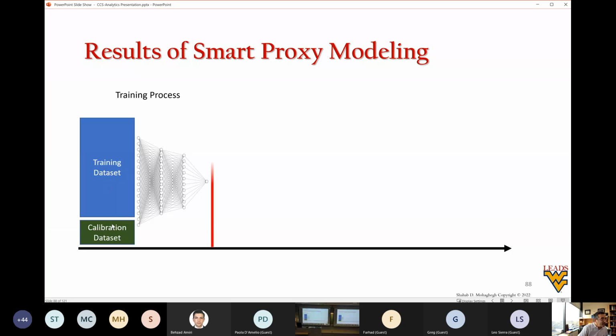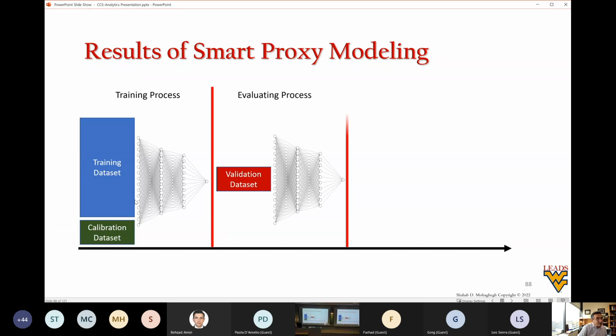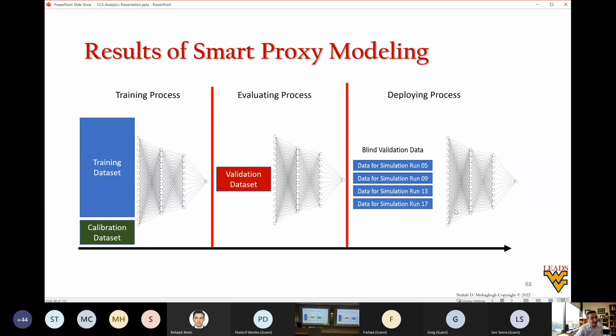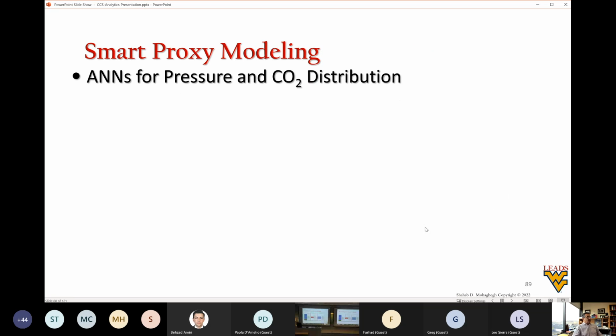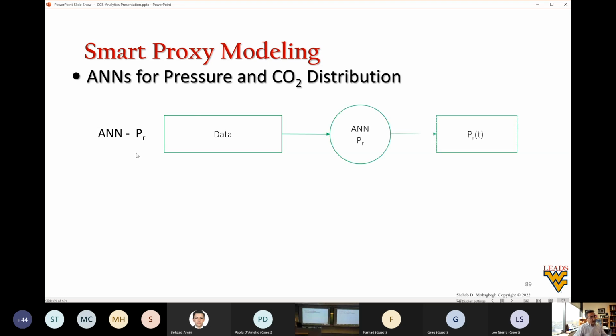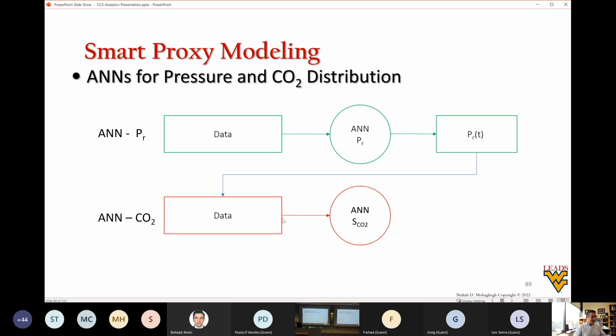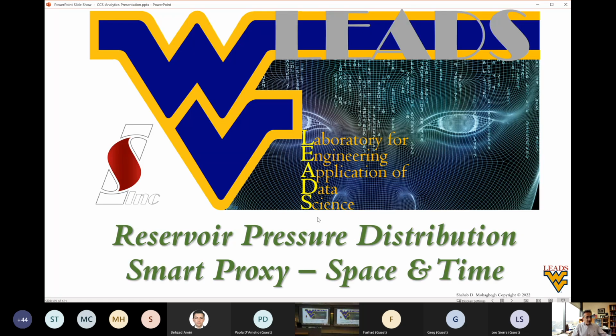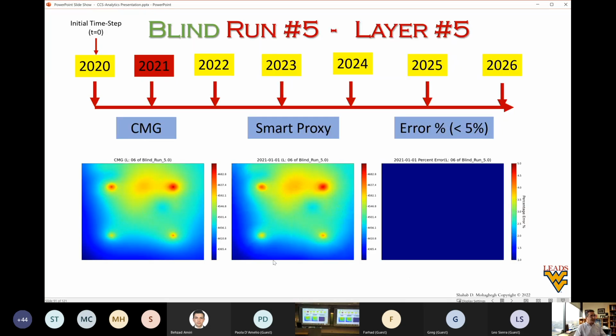So here's what we do. We train, we calibrate, we validate, and when we're done, we perform blind validation. Artificial neural networks forecast pressure and CO2 distribution. We use all the data that we generate, and we first do pressure, then we use the pressure, add it to more data, and we do saturation. So with all that, this is the end of it. I'm going to show you first the reservoir pressure distribution of the smart proxy in space and time.